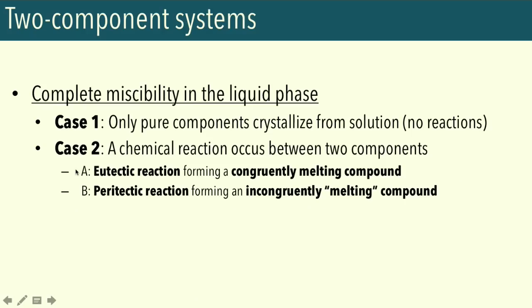In constructing our phase diagram, we'll consider two major cases. The first case is the simplest. We'll look at the case when our two components just mix together and there are no chemical reactions between the two. The second case is when it's possible to have a chemical reaction between the two components. We'll look at two types of possible reactions: the eutectic and the peritectic reaction.